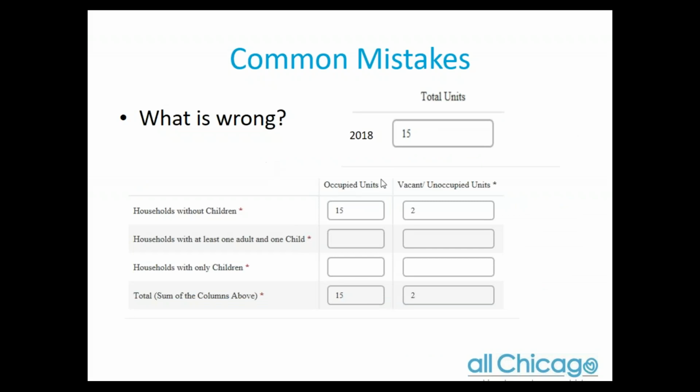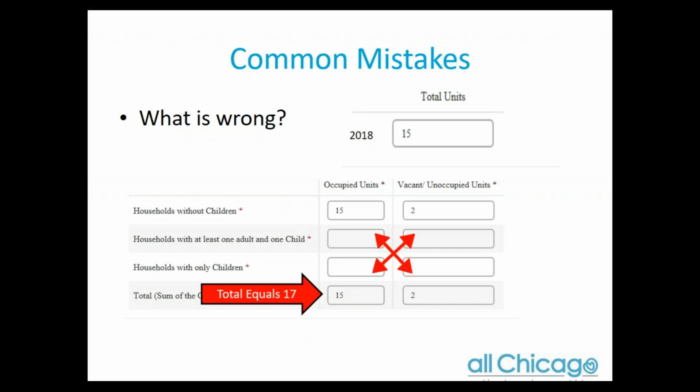Another mistake that we saw and that we heard from providers is that they had a total number of units. They indicated the number was 15, but then, similarly, they completed 15 were for single and 2 were open, and then they brought down the 15 and the 2. So similar to the first example, that equals out to 17.